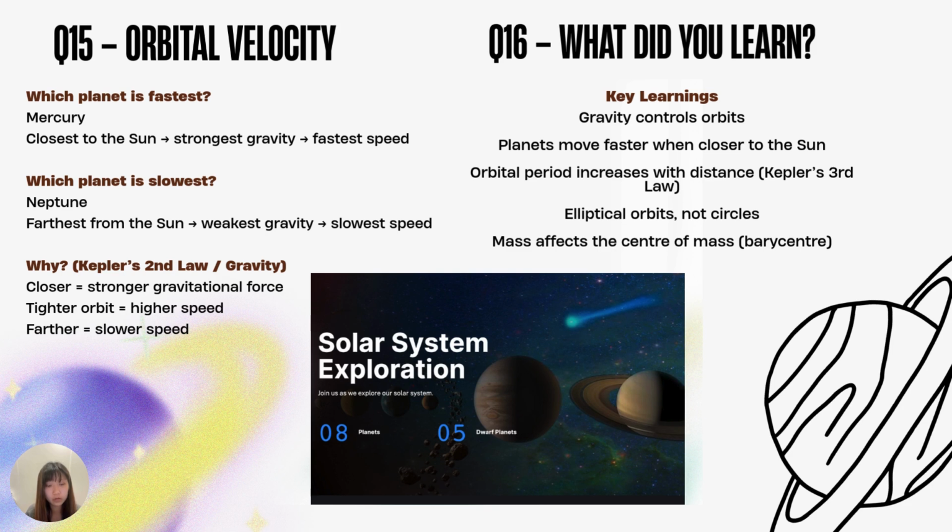And for question 16, what did I learn? For this experiment, I learned how gravity controls the orbital motion and why the planets behave differently depending on the distance from the Sun. I also gained a clearer understanding of the center of mass and how two-body systems move together. And most importantly, I learned how Kepler's laws appear in real observatory data.